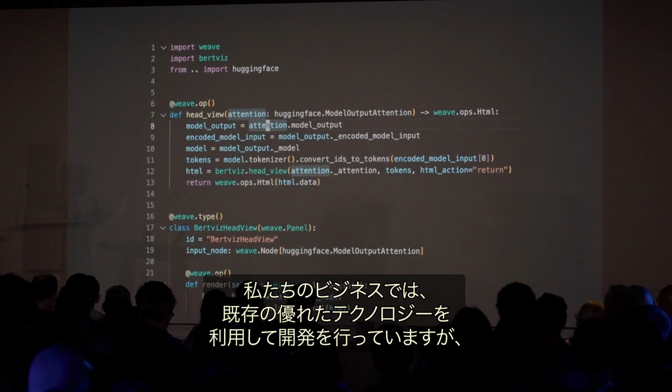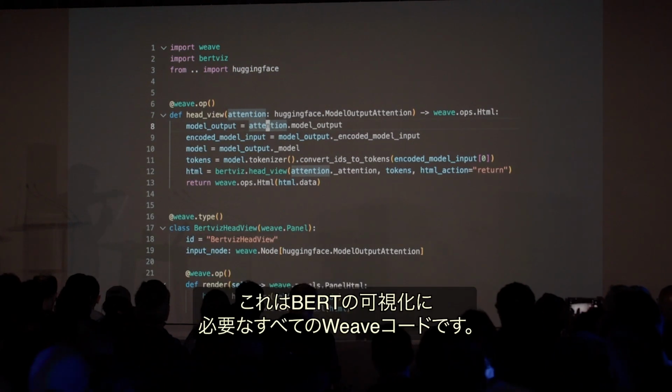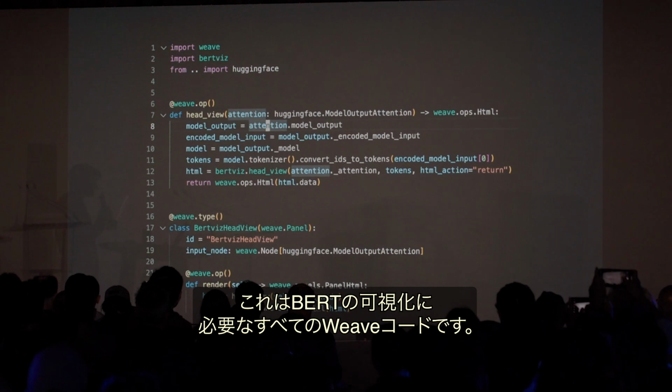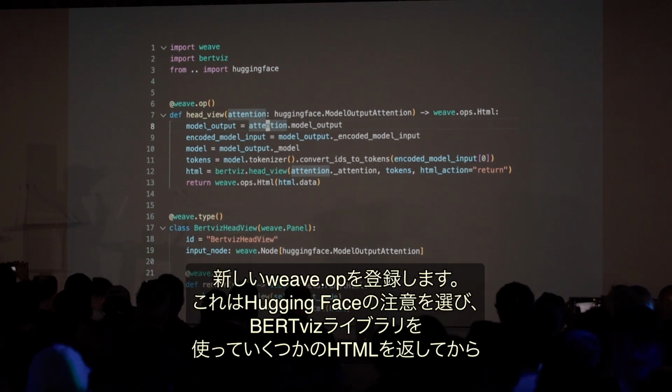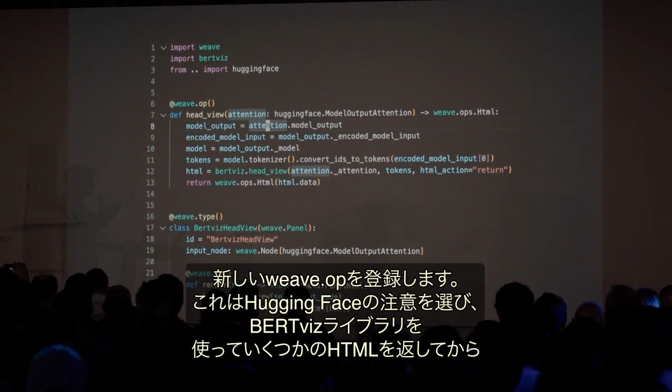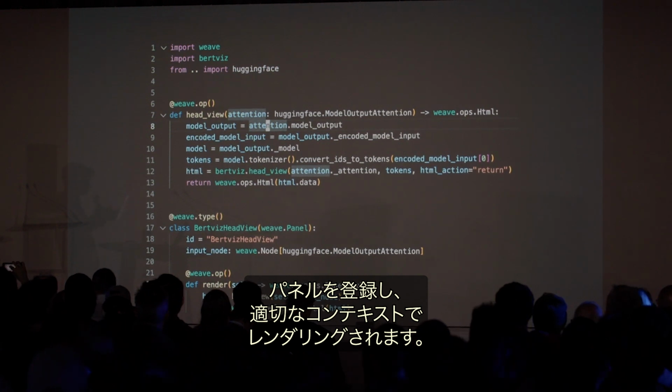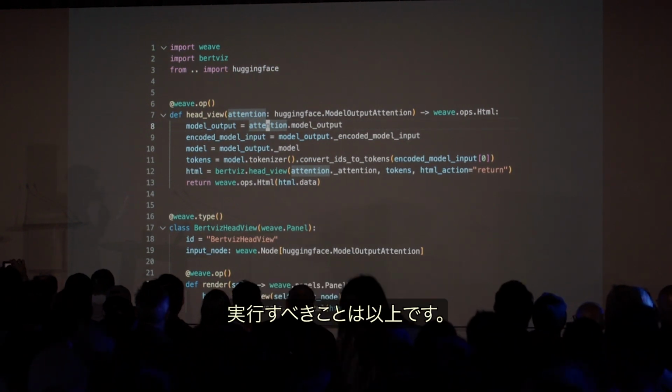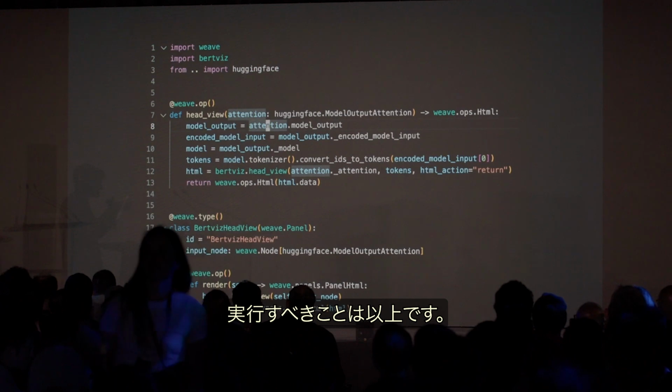Okay, now we're standing on the shoulders of giants with everything we do, but this is all the Weave code we needed for that BertViz visualization. We register a new Weave op that takes the Hugging Face attention and returns some HTML using the BertViz library. And then we register a panel that will render that in the right context. That's all you have to do.